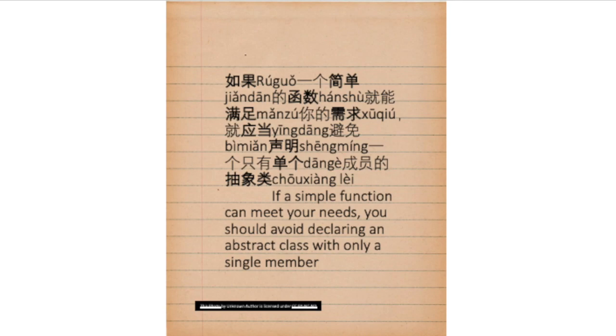Okay, slowly. 如果一个简单的函数就能满足你的需求，就应当避免声明一个只有单个程序的抽象类。Okay, let's read again. From the word 应当避免声明一个只有单个成员的抽象类。Okay?